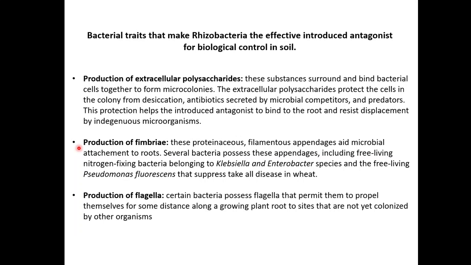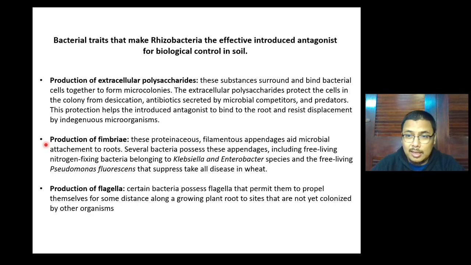So next is the production of fimbriae. These filamentous appendages aid microbial attachment to roots. Several bacteria possess these appendages, for example, the free-living Pseudomonas fluorescens that suppresses take-all disease in wheat. We will discuss this in detail in the case studies in the next video.